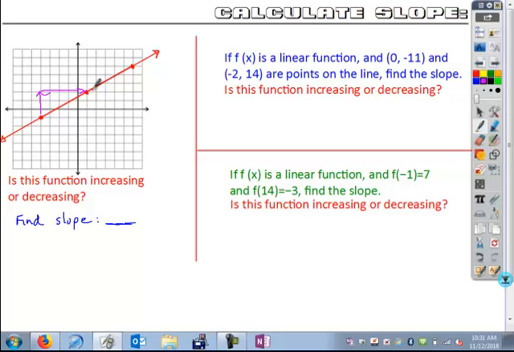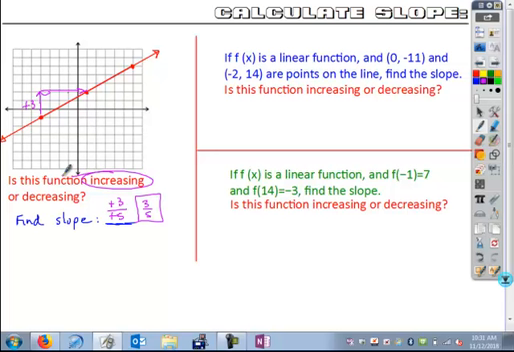The slope is rise over run, so I'm going up 1, 2, 3. So that's my rise. My run is 1, 2, 3, 4, 5 in the positive direction. So I have 3 over 5 as my slope. Because that's a positive number, my function is increasing. Okay? So that one's pretty straightforward.